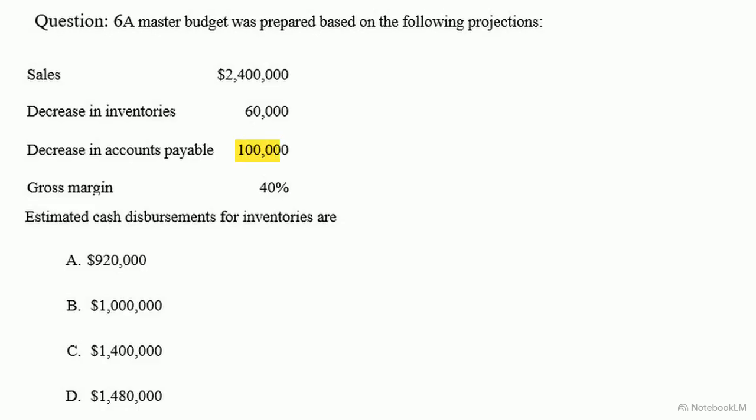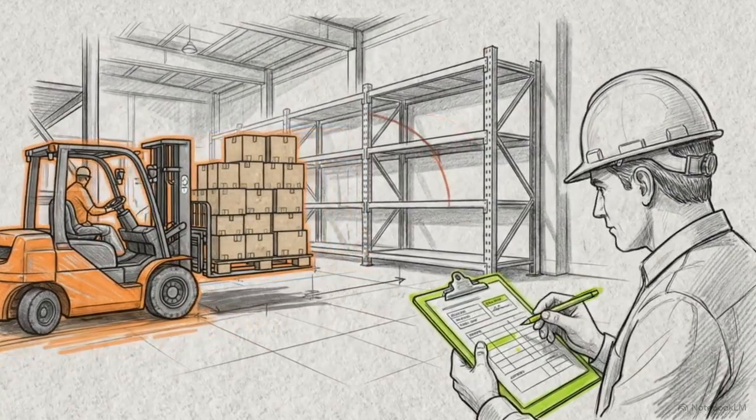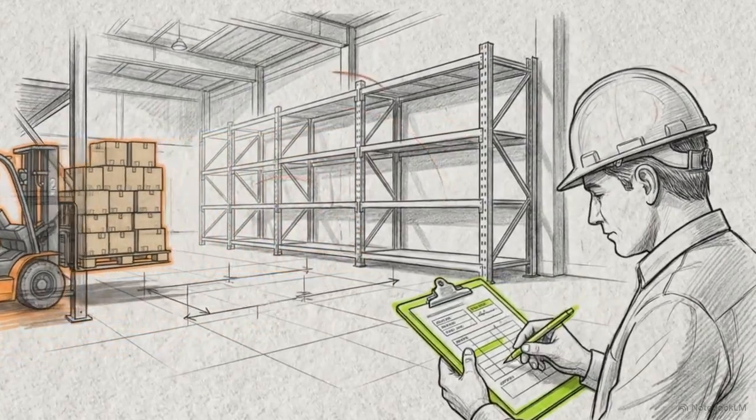Finally, we factor in the $100,000 decrease in accounts payable. To reduce a payable balance, the company had to burn cash settling prior debts. This requires more cash out the door, so we add $100,000 to our running total. $1.44 million minus $60,000 plus $100,000 yields a precise cash estimate of $1.48 million. Ignoring inverse balance sheet movements will drastically miscalculate physical cash needs, particularly during periods of rapid growth or contraction.